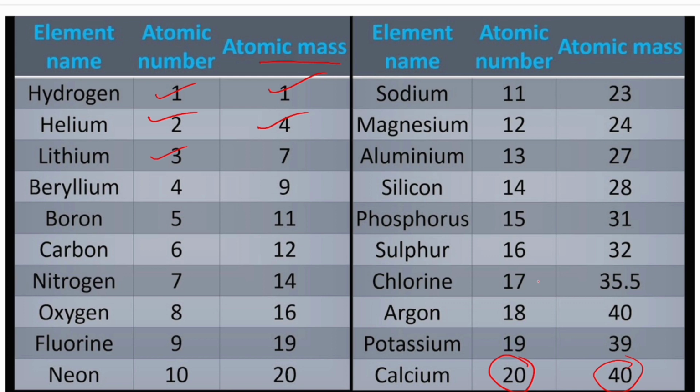Chlorine: you can see the atomic number is 17, while the atomic mass is 35.5. Usually for this 35.5, the mass number is taken as 35 only. The correct atomic mass is 35.5, but the mass number we usually take as 35. This is the mass number and the atomic number. Sodium: what is the atomic number? 11. But we studied in the last chapter that the atomic mass is 23 for sodium. Similarly, the atomic number for magnesium is 12 while the atomic mass is 24.